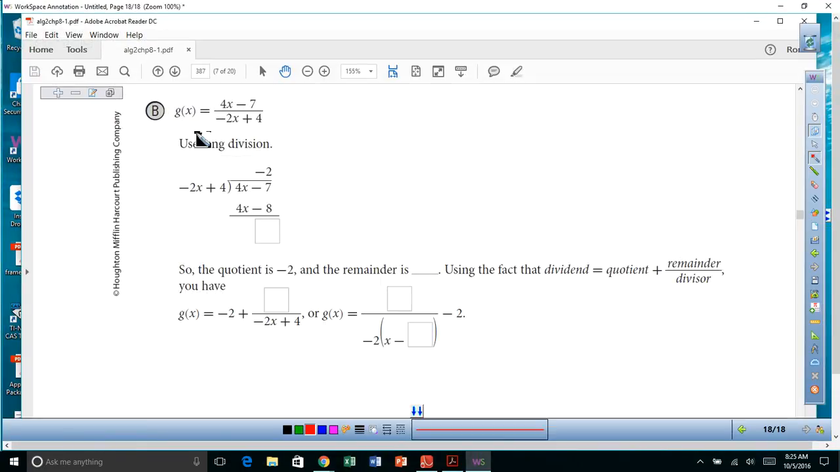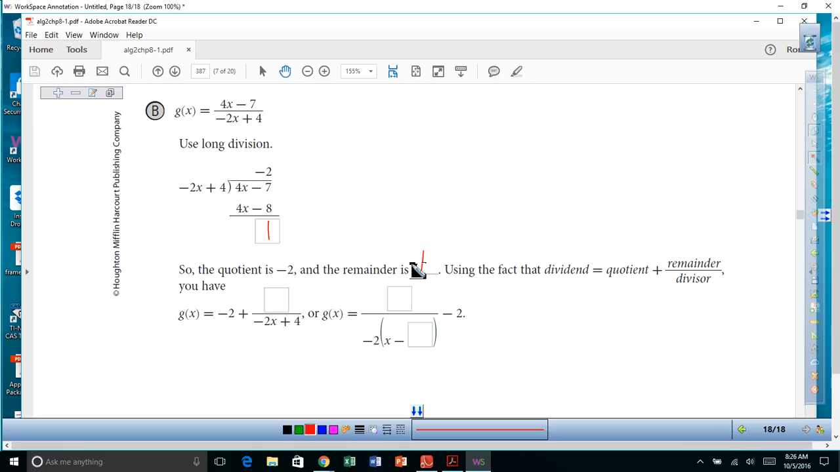g of x equals (4x minus 7) divided by (-2x plus 4). Use long division. Negative 2x plus 4 goes into 4x, and that's going to give you negative 8, so that makes it a positive 8. We're going to have a positive 1 here. So the quotient is negative 2, and the remainder is 1.